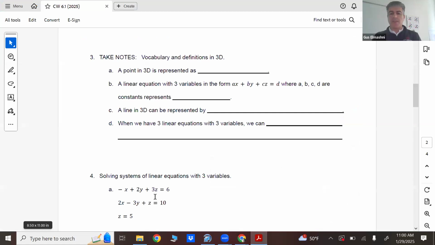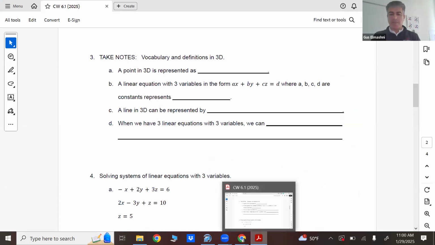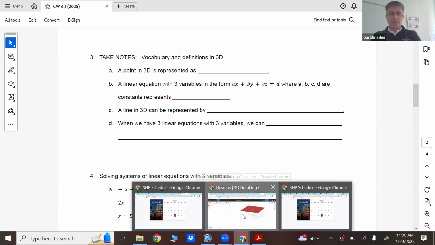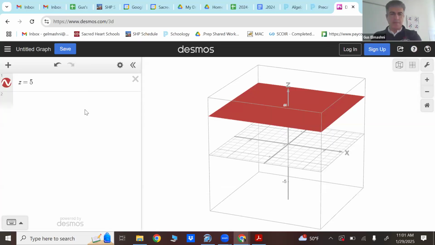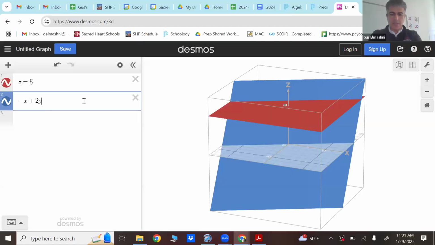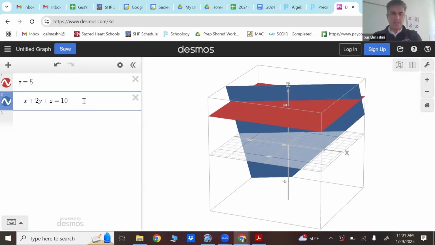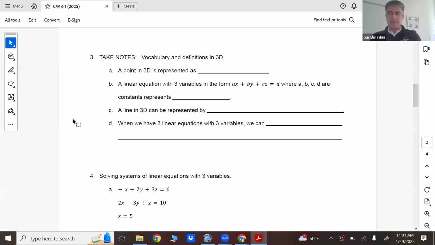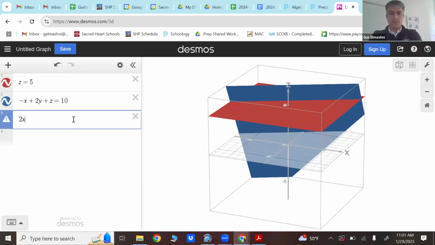But what we're trying to do is find the intersection among all three of these equations. If I were to type in the other one just to see what happens, I get negative x plus 2y plus z equals 10. When we have three linear equations with three variables, we can have a single point as an intersection. And then 2x minus 3y plus z equals 10.